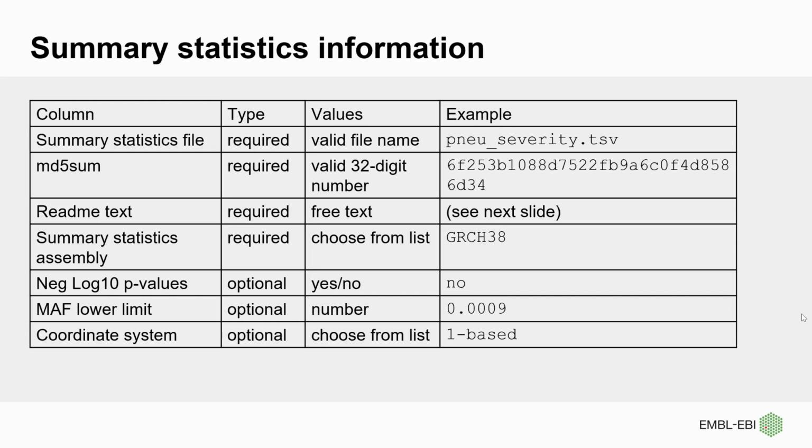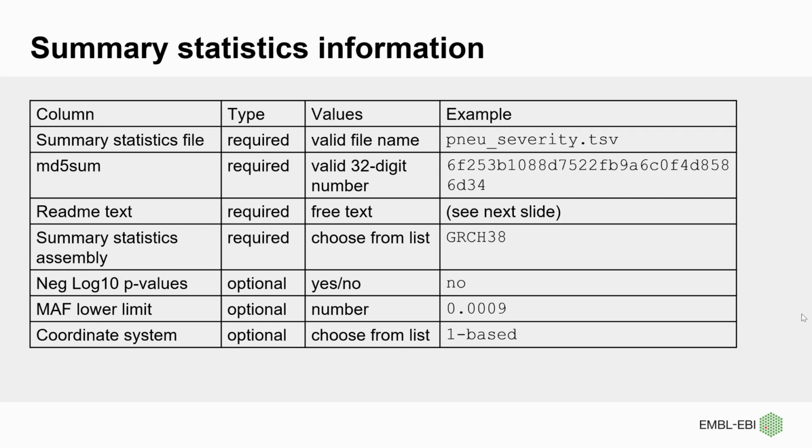Finally, there's information about the summary statistics files that you've uploaded. So these include the file names, as well as an MD5 checksum that we use to make sure that we've received the same file that you sent us without any errors or corrupted files. This is a hexadecimal number that you can generate using a simple command line operation, and we provide instructions to calculate it using various operating systems on our website.